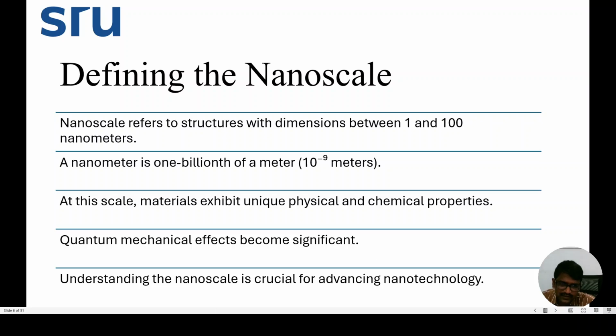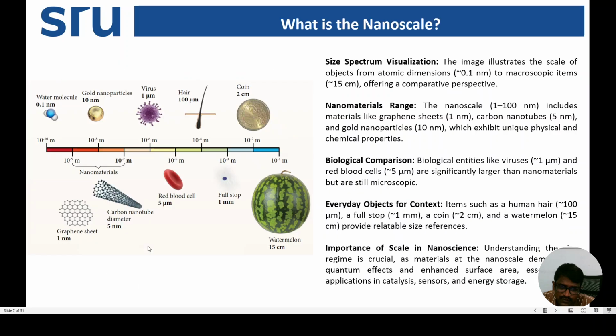Okay, nanoscale. So see this statement: materials exhibit unique physical and chemical properties. What are the main reasons? Quantum mechanical effects, right? So this is atomic level, nano level, micro level, macro level. Now you can understand how the properties will change when it goes down from macro level to micro to nano to atomic level.